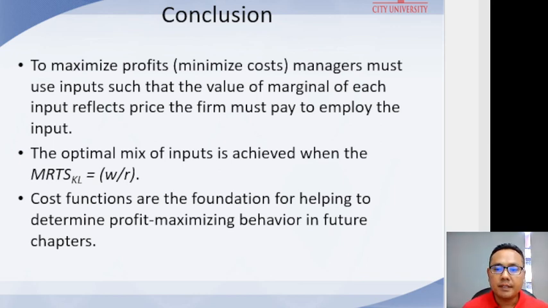In the next chapter we will look at the acquisition of inputs. We will see how managers can use spot markets, contracts, or vertical integration to efficiently obtain the inputs needed to produce their desired mix of output.